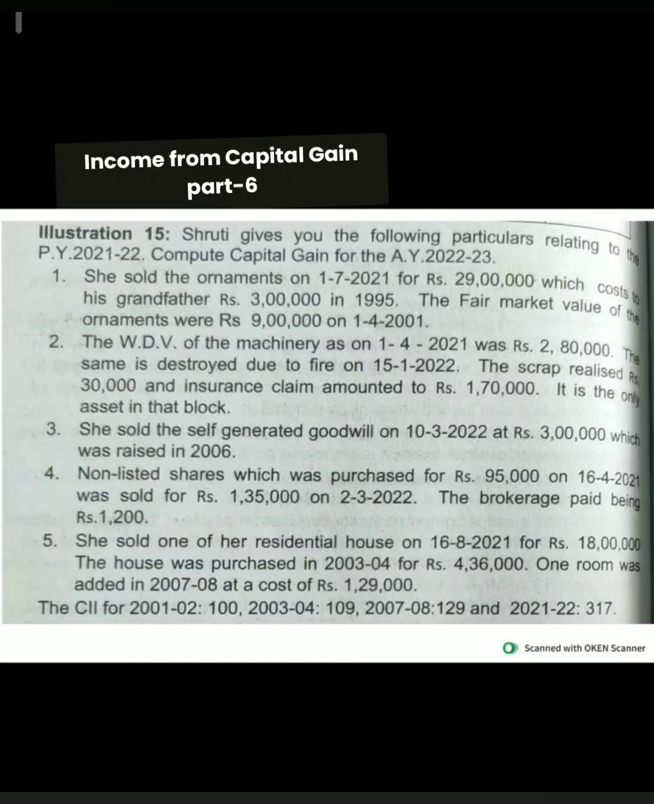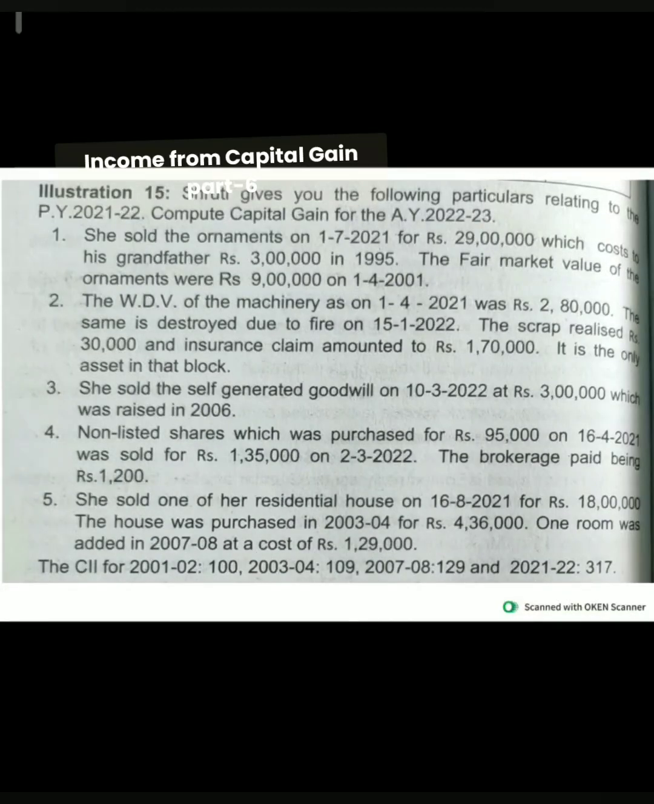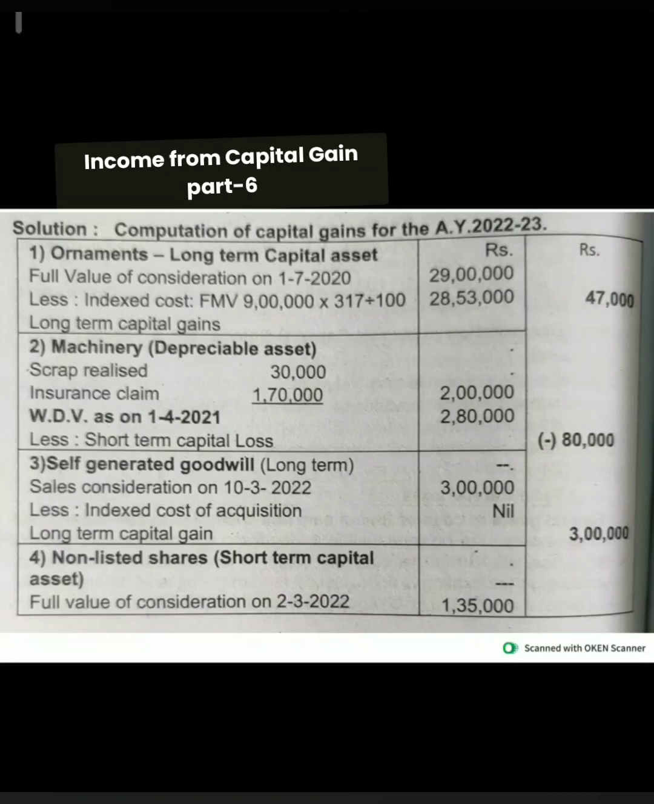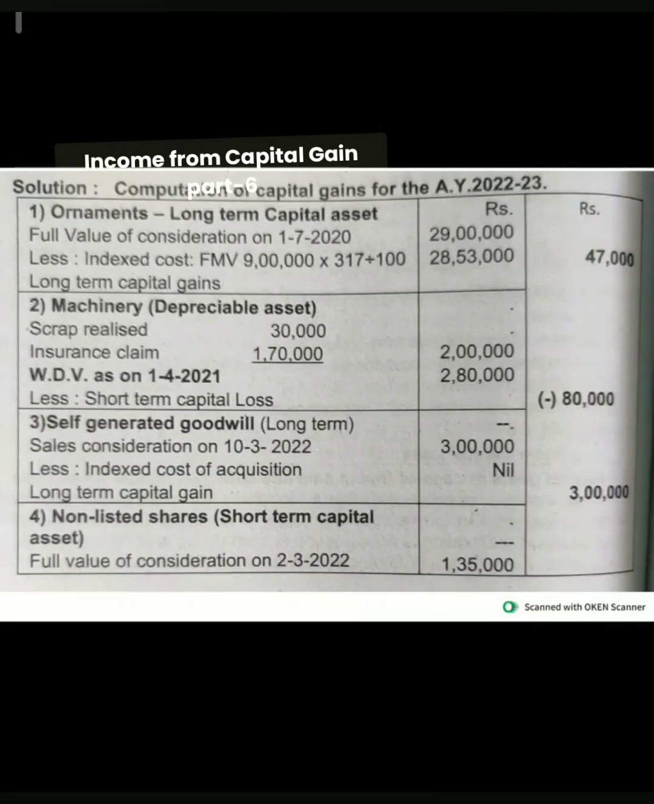The first information: she sold the ornaments on 1/7/2021 for rupees 29 lakh, which cost her grandfather rupees 3,000 in 1995. The fair market value of the ornaments was rupees 9 lakh on 1/4/2021. The CII rates are given here. First we have to take case one, where she sold the ornaments. So here is the solution regarding these ornaments.